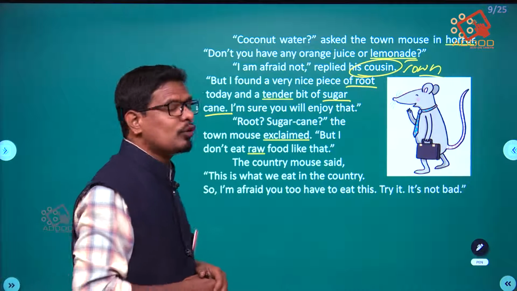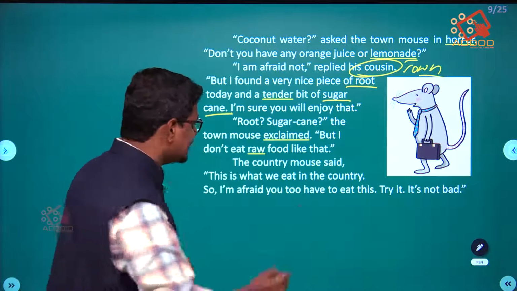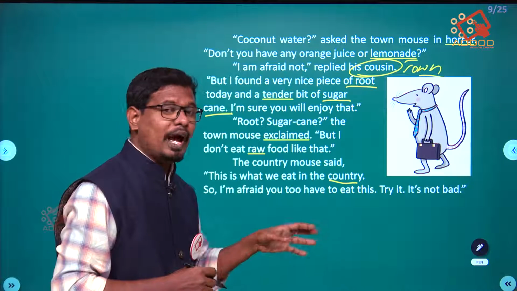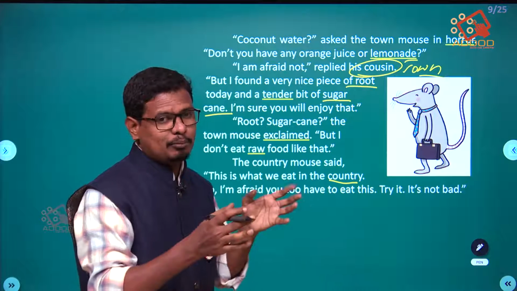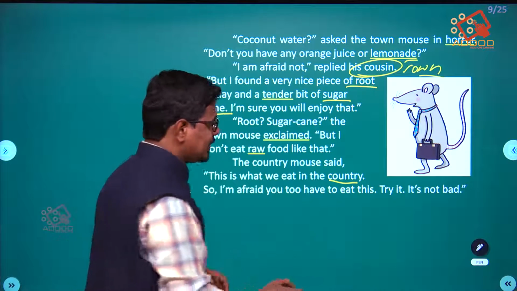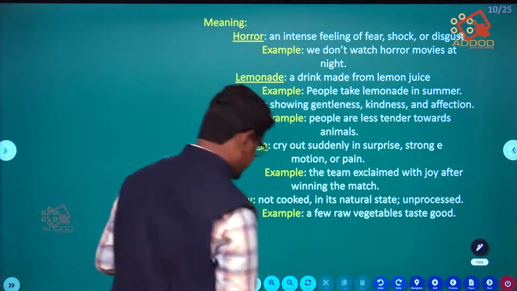"Try it, it's not bad." In the country we take this. You may have to try it. We don't have the bread or the cheese or the cake. You have to try it. That's what the country mouse tells.